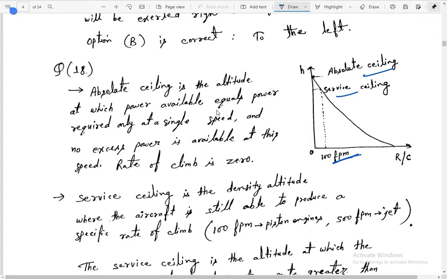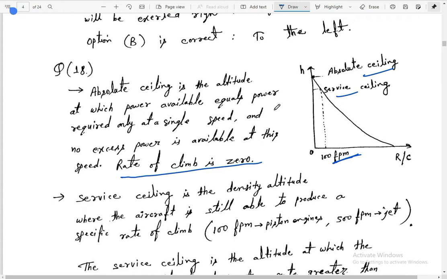Absolute ceiling is the altitude at which power available equals power required only at a single speed, and no excess power is available at this speed. Rate of climb is 0. This is the definition for absolute ceiling.